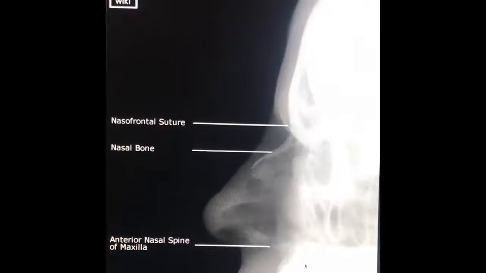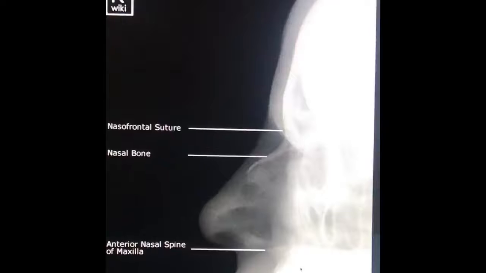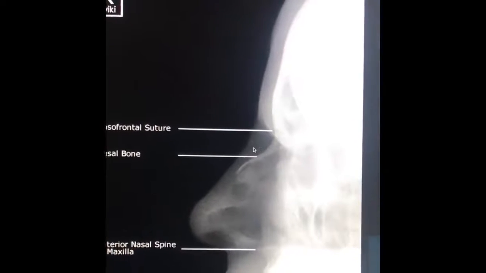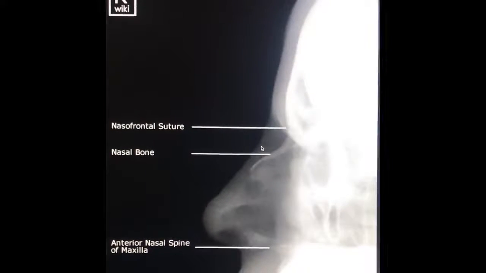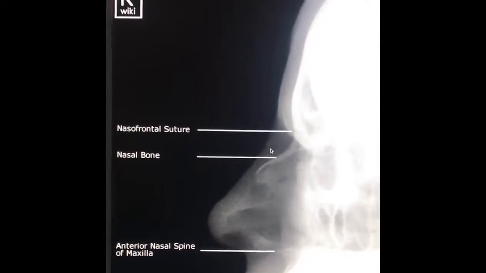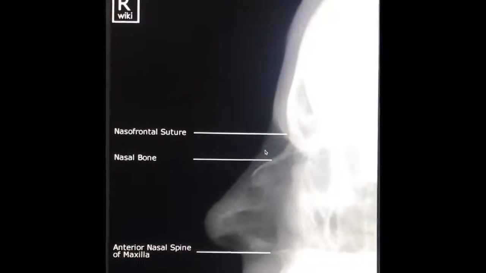Evaluation criteria for lateral view of nasal bone. In terms of your rotation, no rotation should be evident of your nasal bone. In terms of your exposure factors, you should have sufficient exposure or contrast in density to be able to differentiate between your soft tissue structures as well as your bone structures.